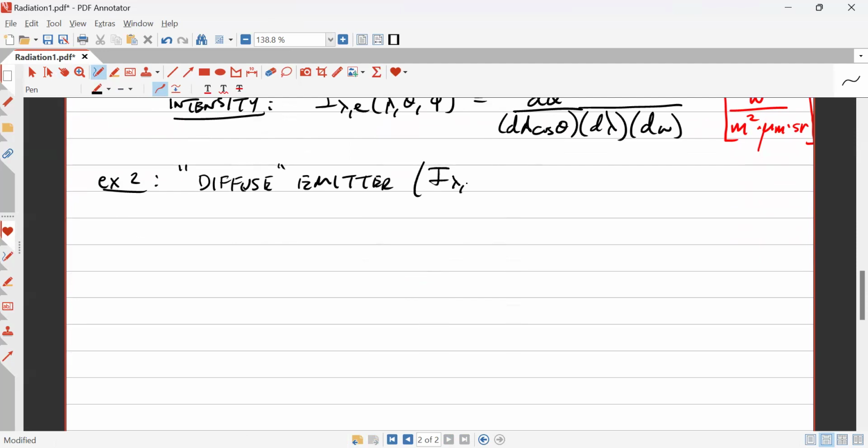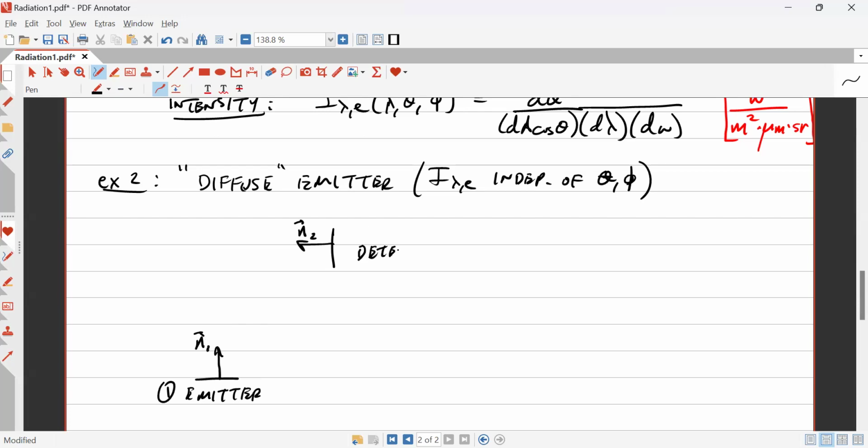So what this means is that your intensity is independent of theta and phi. In other words, it's the same in all directions. So here we are. This is our emitter, and this is our normal vector. We'll call this surface 1. And over here, it's facing this way, call that N2. This is our detector.